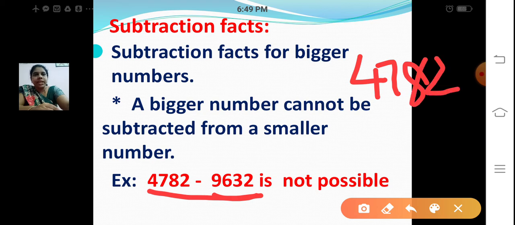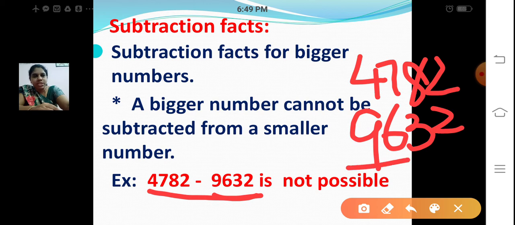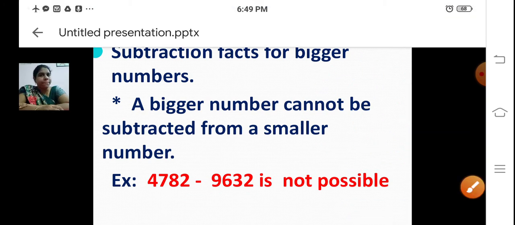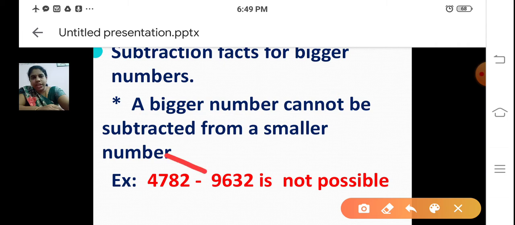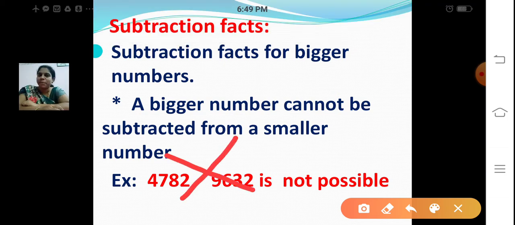4782, 9632. Can you subtract a bigger number from a smaller number? That is not possible. So my first fact is: a bigger number cannot be subtracted from a smaller number. You cannot subtract a bigger number from a smaller number, right? That is not possible.